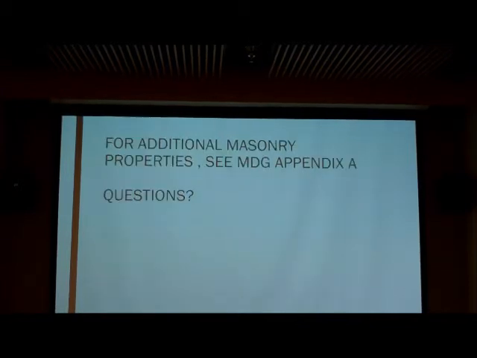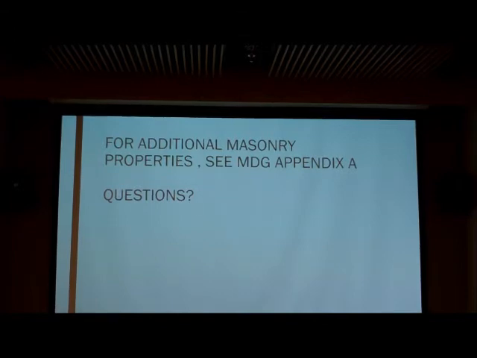Okay, and then before I finish, if you're looking for more general tables on a lot of properties about dimensions and weights of certain blocks, there's a lot of information in the design guide appendix A. So whenever you're needing to use masonry, and you need to know dimensions and that sort of thing, that's a good place to check. So, any questions?